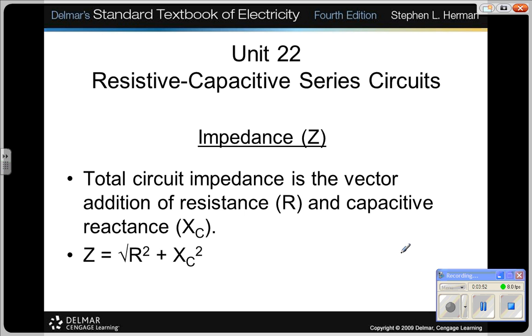Okay, what else are we going to talk about? Impedance. Okay, I don't want to see Pythagorean theorem. Thank you very much. Why is it freaking out? Because I've got that in my hand. Stop that.